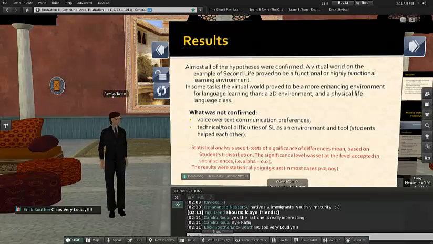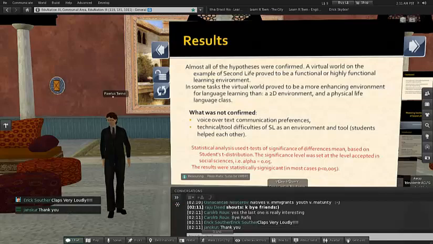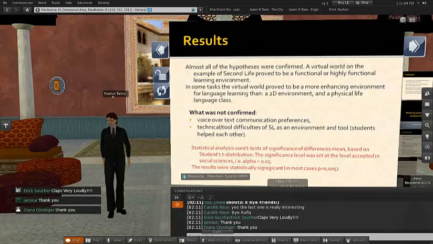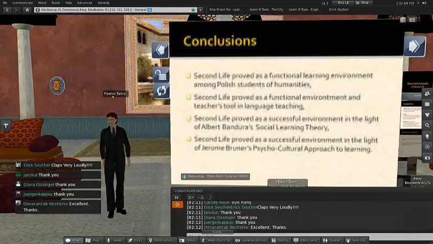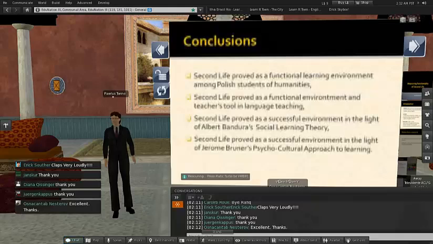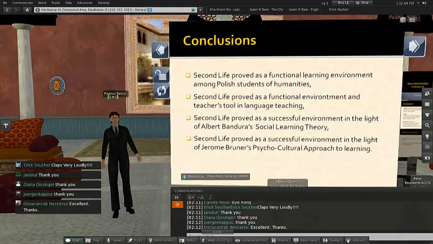That's really interesting. I'm amazed at that last one. I would have thought that the learning curve in Second Life might prove to be an overwhelming obstacle, and it wasn't proven at all. That amazed me. Yeah, it amazed me too. Yeah, fantastic. Oh, there is hope. There's hope for virtual worlds. Yes, yes.